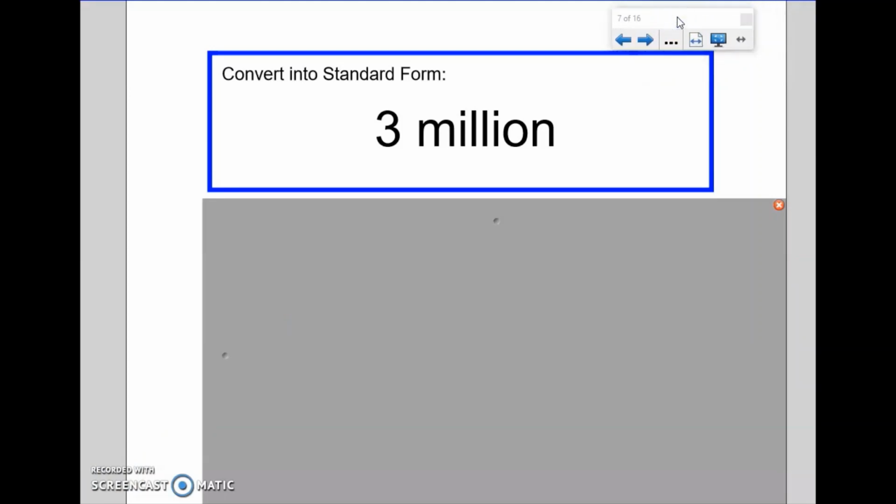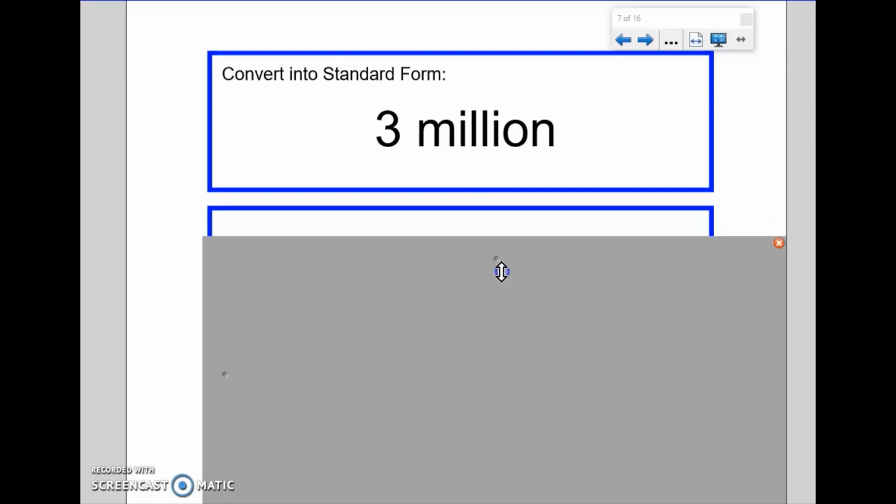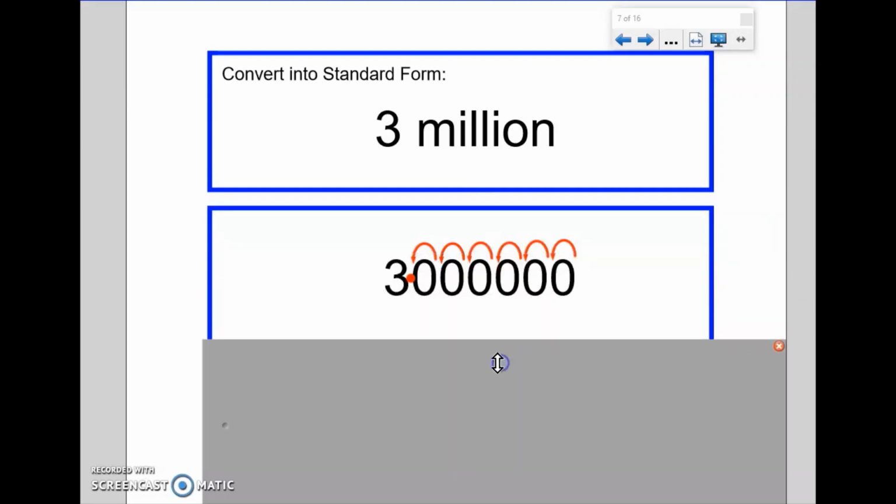Okay, the number 3 million. So first of all, I'm going to think about the number 3 million as in digits, which would be 3 and then followed by 6 zeros. So I'm going to use that in order to convert this into standard form. There's my number 3 million written out in digits, and you can see I've got 6 zeros.